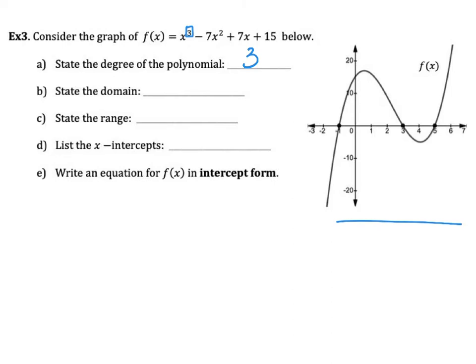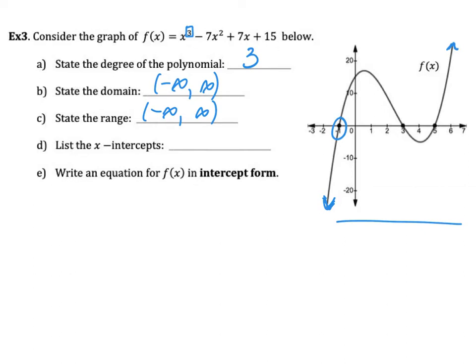State the domain. Well, if it goes on infinitely, it's going to continue to get wider, going to positive infinity and negative infinity, and it has to continue to go up and continue to go down, because you can see that here, the end behavior, so it's going to be from negative infinity to positive infinity. So your domain and range are all real numbers, or negative infinity to positive infinity.